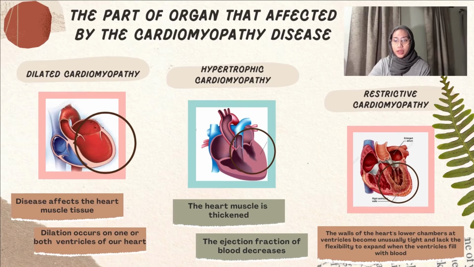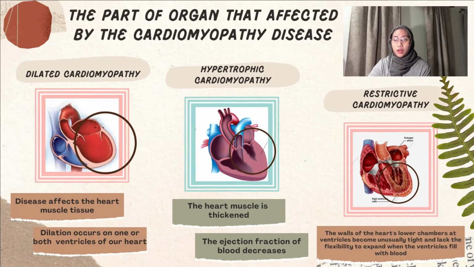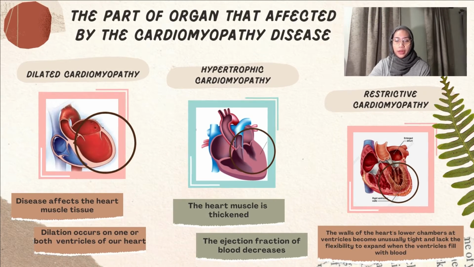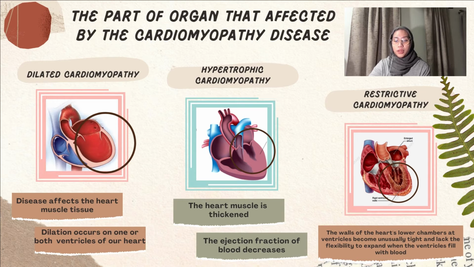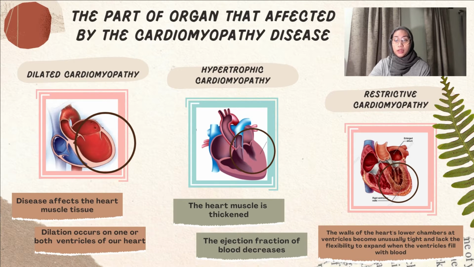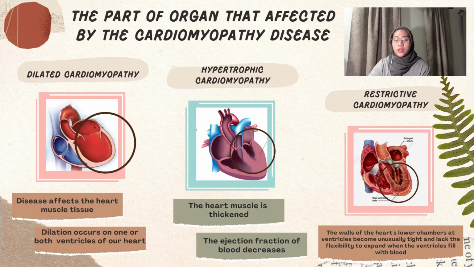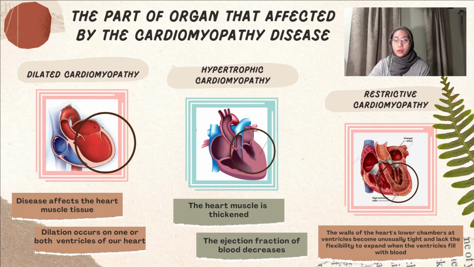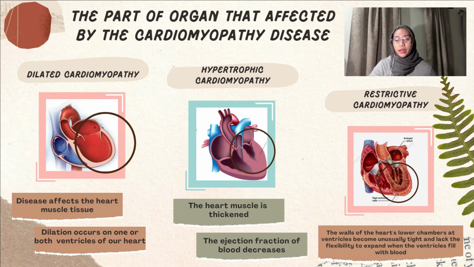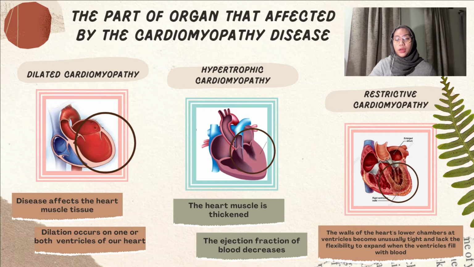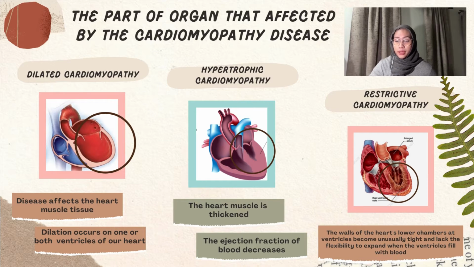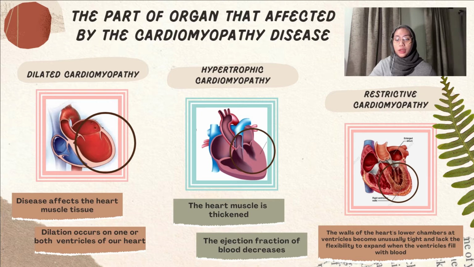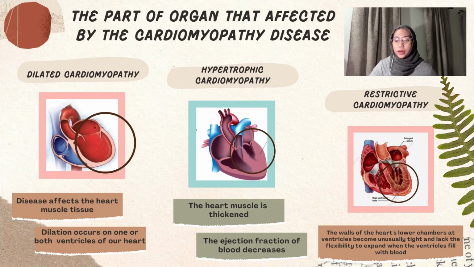Okay, I prepared 3 examples. First of all, we have dilated cardiomyopathy. As you can see from the picture I prepared here, the ventricle is a little bit bloated. So this disease affects the heart muscle tissues at our ventricle. So the dilation occurs on one or both ventricles of our hearts. Once the ventricle is dilated, the weakened heart muscle will not be able to pump the blood efficiently, and will not be able to deliver enough oxygen to the organs that need it.